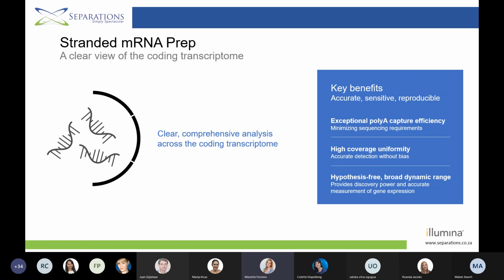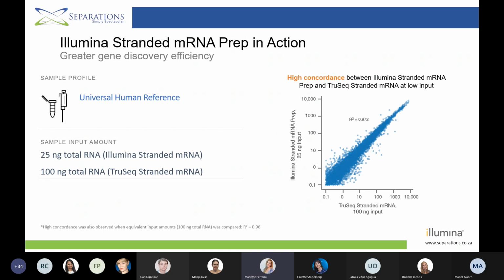If we look at the mRNA preps, we've got exceptionally good poly-A capturing efficiency. We've got high coverage uniformity, and again, it's a hypothesis-free method with broad dynamic range. If we compare the Illumina Stranded mRNA kit to the older TruSeq Stranded mRNA kit, you can use much less input. So we can use 25 nanogram input compared to the 100 nanogram for the TruSeq kit. And again, you've got brilliant concordance between the two different kits.